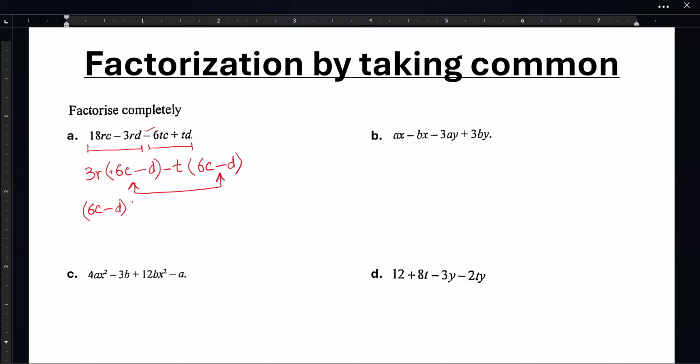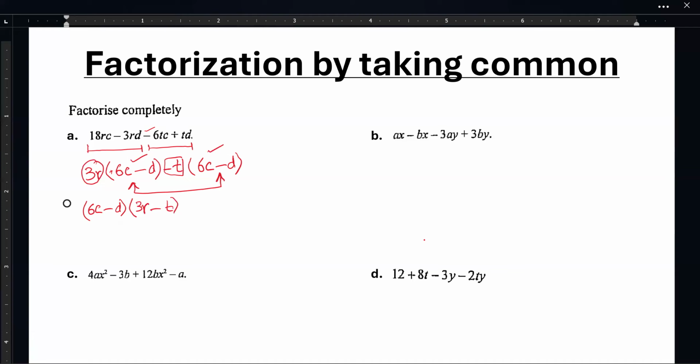Now I write down in the next bracket the residue, the remaining parts. If I remove the 6C minus D, only 3R is left. So write 3R. If I remove 6C minus D, what is left? Minus D is left. So write minus D here. Now you can see the 2 brackets are multiplying each other. This is what we require. Factorization: 2 brackets or 3 brackets should be in the form of a product.